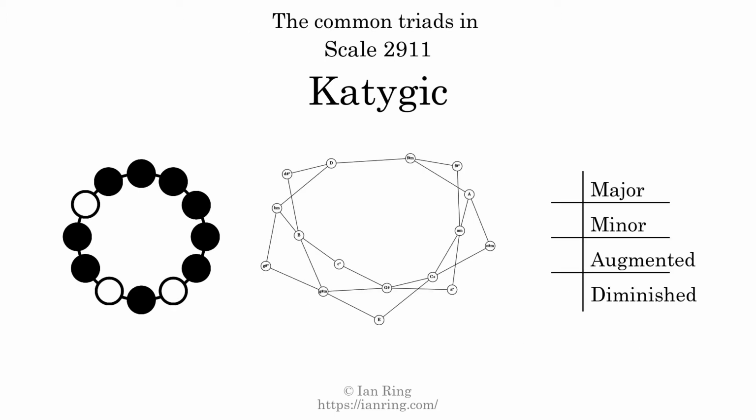Represented as a binary number in base 2, the scale number is 101101011111. Here are the common triads present in this scale. The diagram in the center is a graph of parsimonious voice leading between triads.